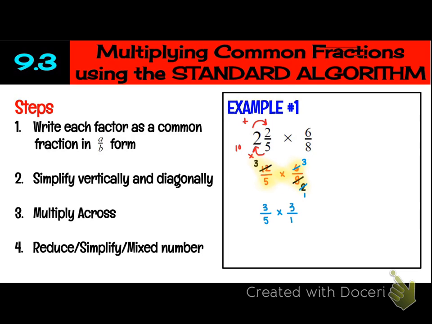So now I'm going to multiply across. 3 times 3 is 9, and 5 times 1 is 5. I check to see if there's anything I can simplify. 9 and 5, I cannot simplify that, but I do notice it's a mixed number. So I'm sorry, an improper fraction, so I need to change it to a mixed number.